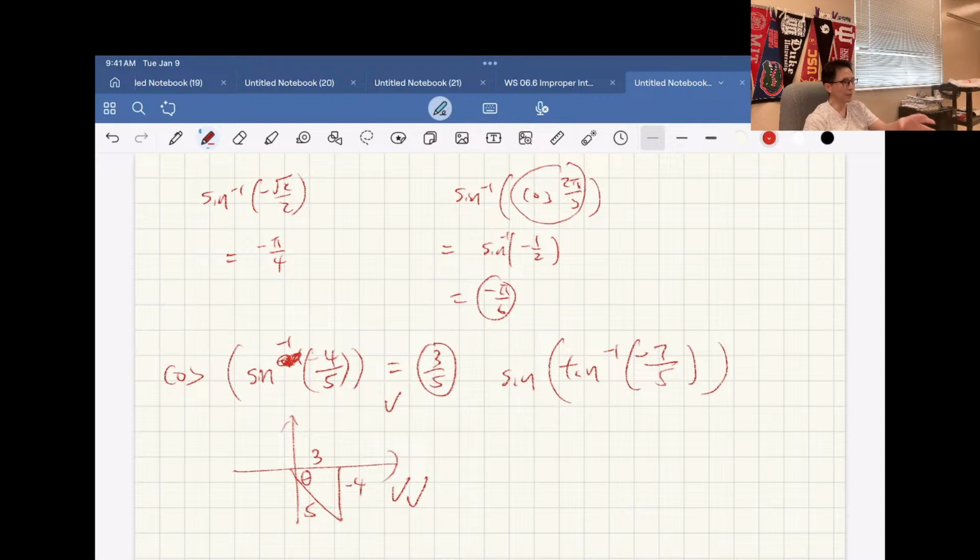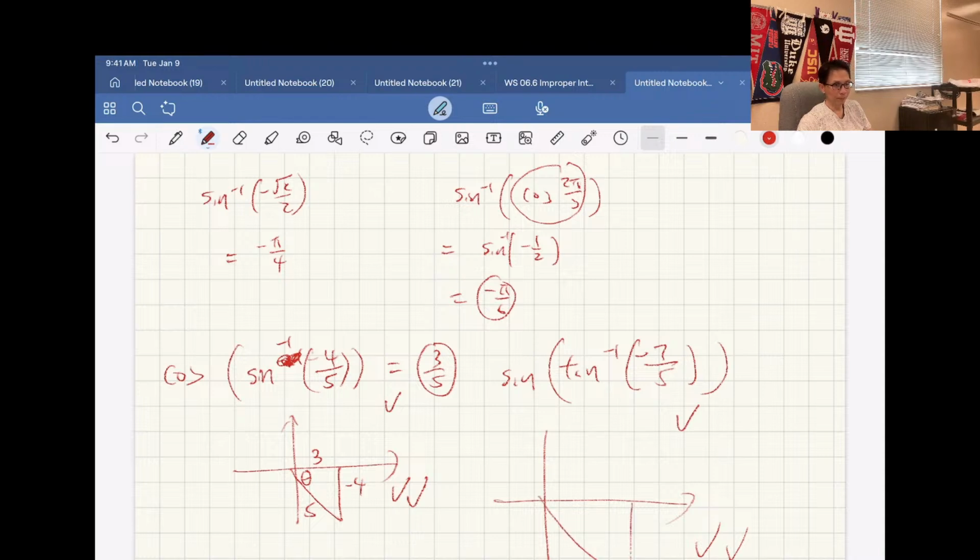When is tangent inverse negative? Which quadrant? Good. Well, tangent inverse is positive in these two quadrants, and tangent inverse is negative in this quadrant. Am I going too fast?